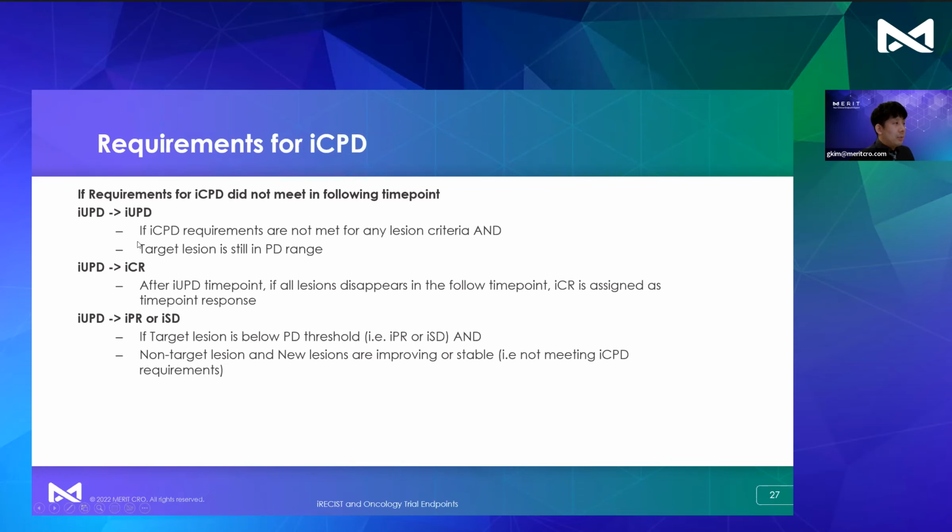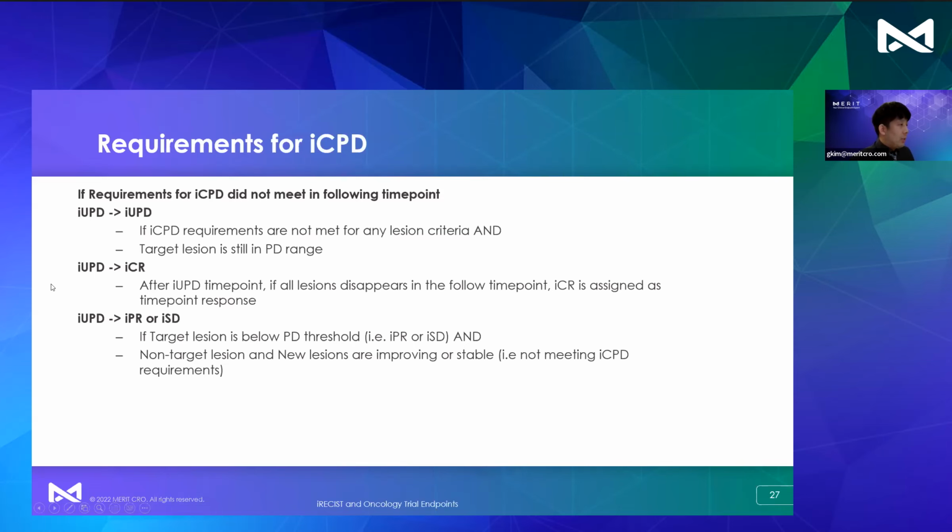Basically, if the iCPD requirements did not occur in any lesion criteria, so the iCPD was not given, and if the target lesion is still in a PD range, basically the target lesion did not resolve at all, so still in an iUPD range, then the patient will stay in the iUPD. And then further follow-up time points will have to be assessed on whether the patient will take a different path out of the iUPD, or they may still be in an iUPD.